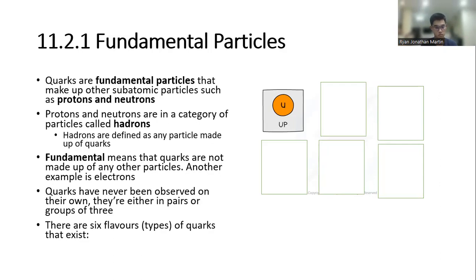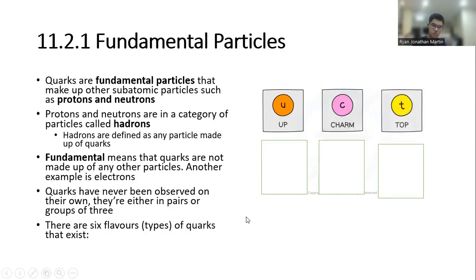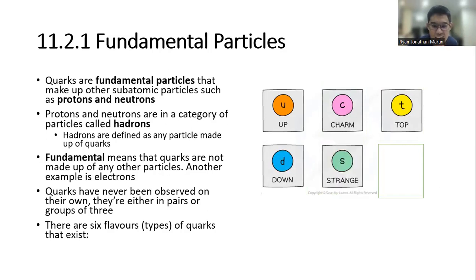There are 6 flavors or types of quarks that exist. Up, U, charm, C, top, T, down, D, strange, and bottom. Top's opposite is bottom. Strange's opposite is charm. Up will be down.